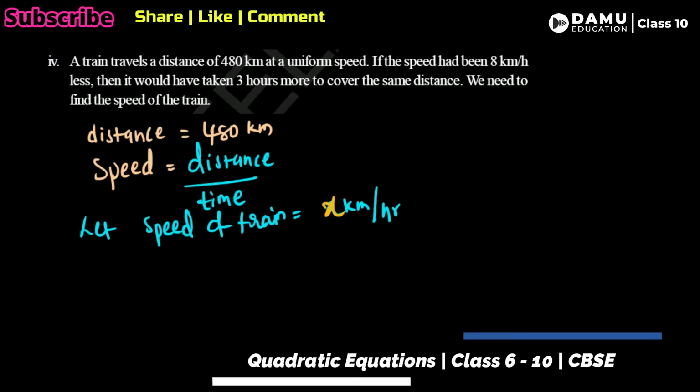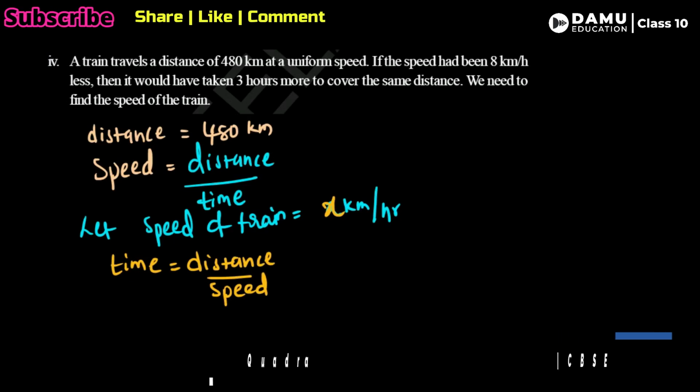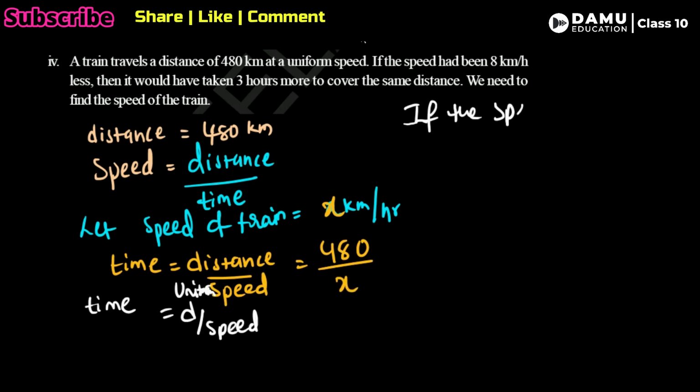So the time is the same. Whatever the train timing is, it is the same. So time will be equal to distance by speed. So for the uniform speed, this distance is 480 and the speed is x. Then for speed 8 kilometer per hour less, we can say x minus 8. So this is x minus 8 kilometer per hour.